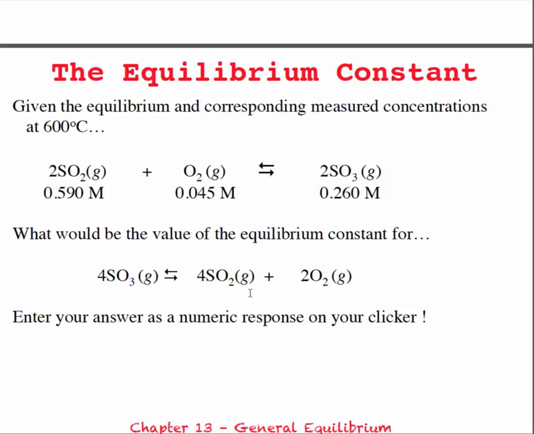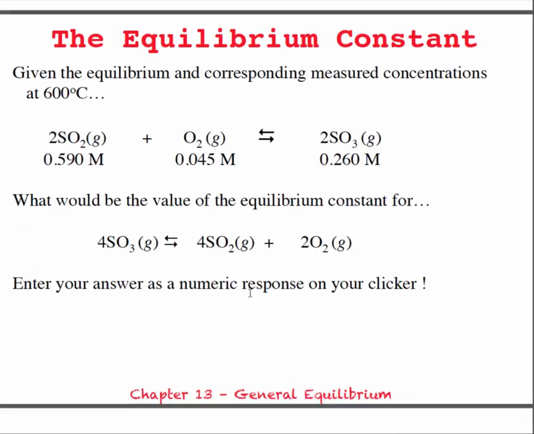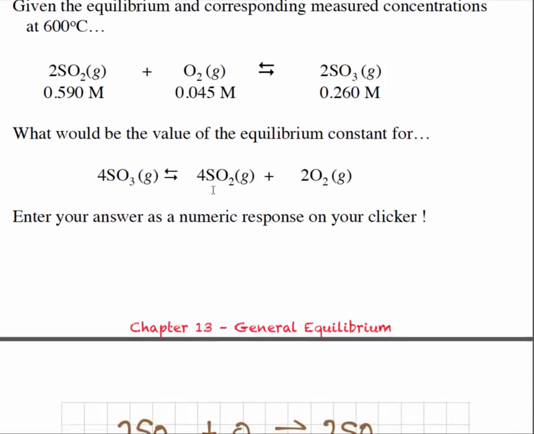Given the equilibrium and corresponding measured concentrations at 600 degrees, the temperature matters, but it doesn't enter into our calculations. I know if I made it warmer or colder, the constant would change. But if I have these equilibrium concentrations, I would write the equilibrium constant expression with this squared in the numerator, this in the denominator and this in the denominator squared. Then if I were to look at the reverse equation, so SO3 is now over here, SO2 and O2 are over here, but it's also been multiplied by 2. So let's fiddle with that.